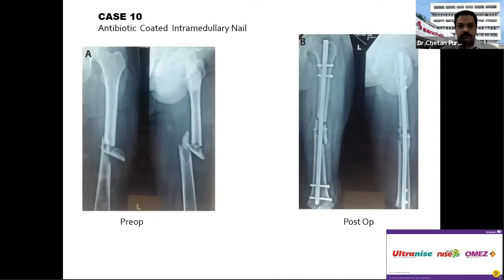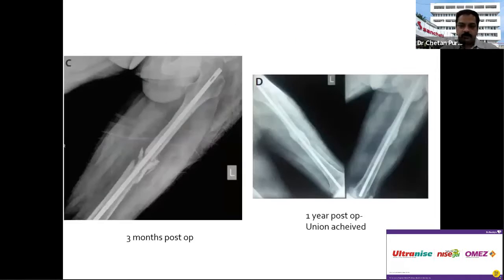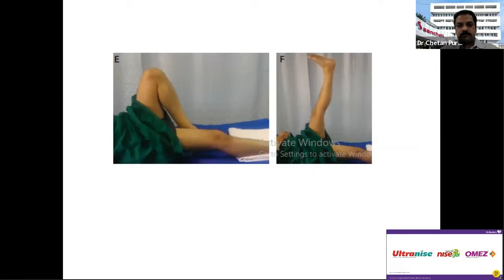So this is a case, again, a comminuted femur fracture operated somewhere with open interlock nailing and cerclage wiring, which got infected. So we removed the nail, reamed the canal to 13 millimeters, and inserted a 9 millimeter nail with antibiotic cement coating. And as you can see, luckily for us in this case, the fracture united with just this procedure. This is 1 year post-op with the same nail. And that's the function of the patient.